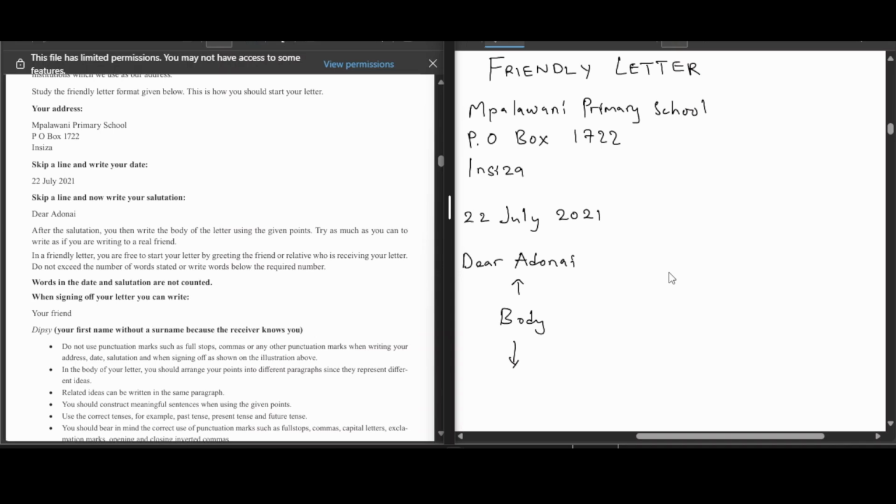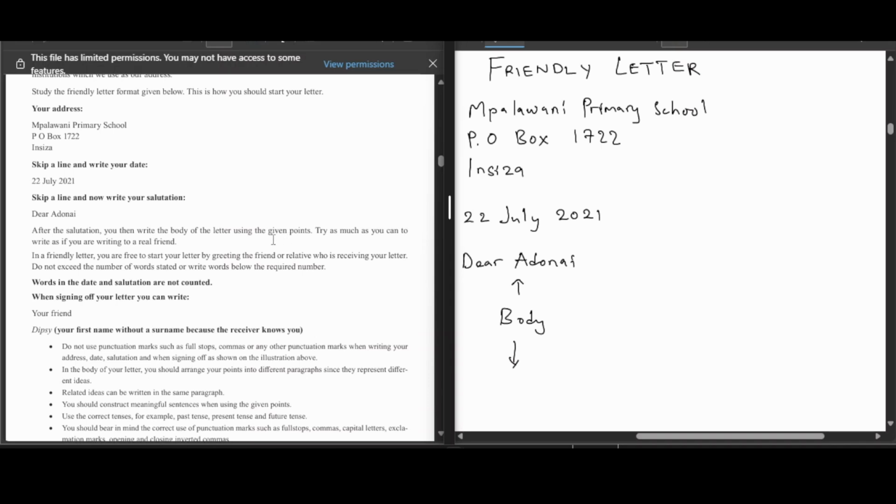Try as much as you can to write as if you are writing to a real friend. So make it practical, make it relatable. In a friendly letter, you are free to start your letter by greeting the friend or a relative who is receiving your letter. You can greet them. How are you, Adonai?